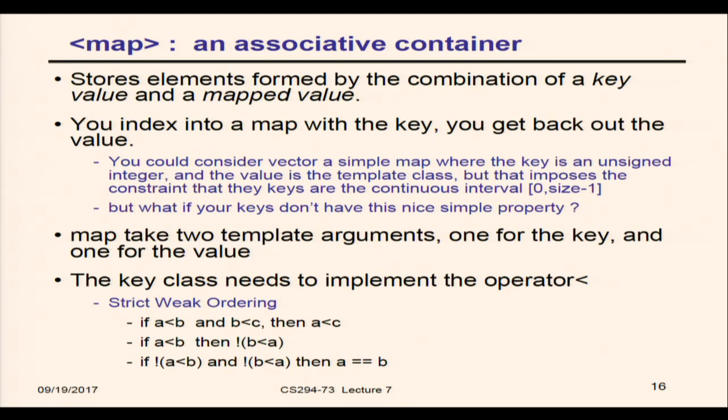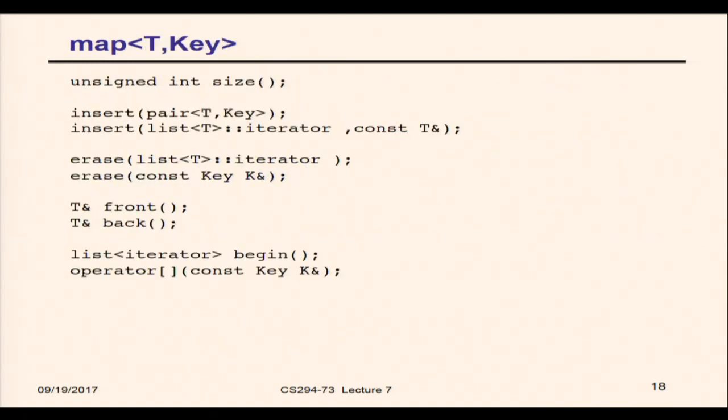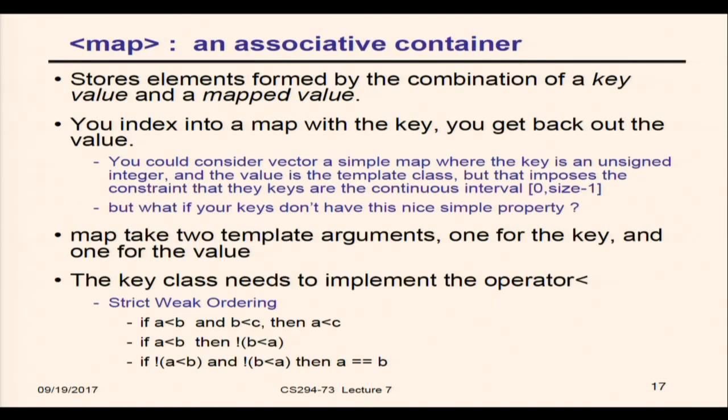So that's lists. Finally, the third container that you use a lot that's extraordinarily useful is map. It's an associative container. It's templated on the type that's being stored, but it's templated on two things. So map is templated on the type that you're storing and a second type, key. So it stores elements formed by a combination of a key value and a map value.